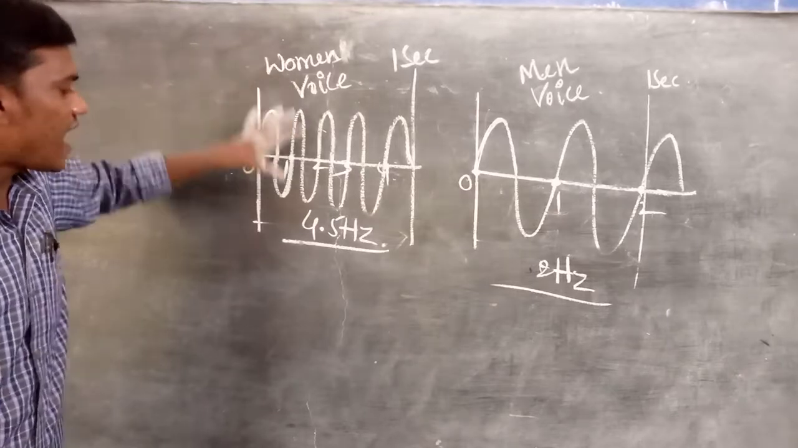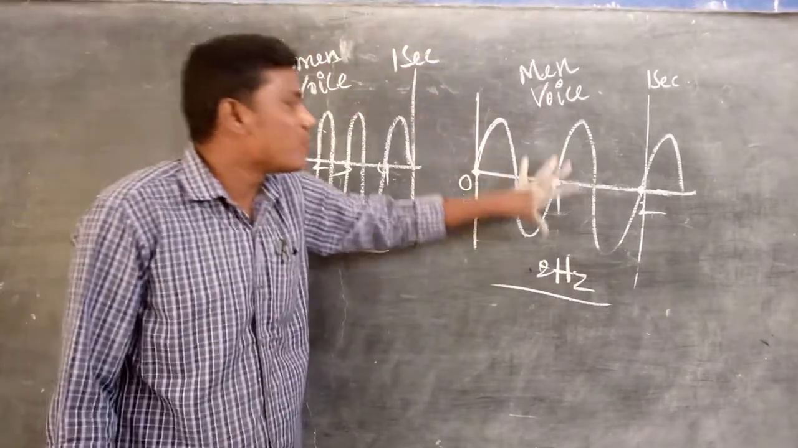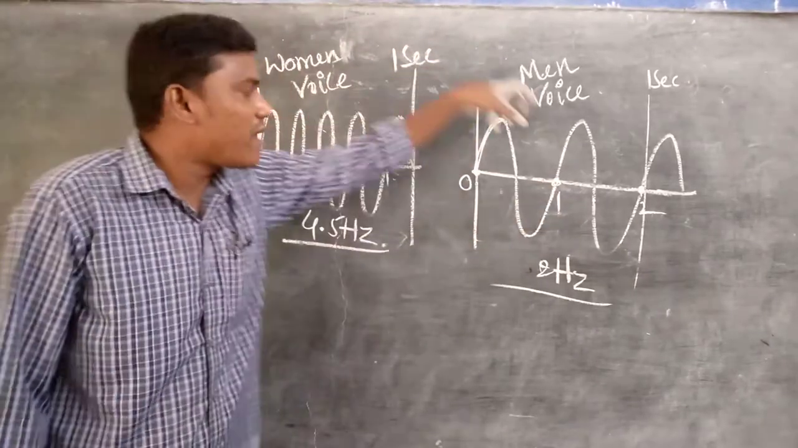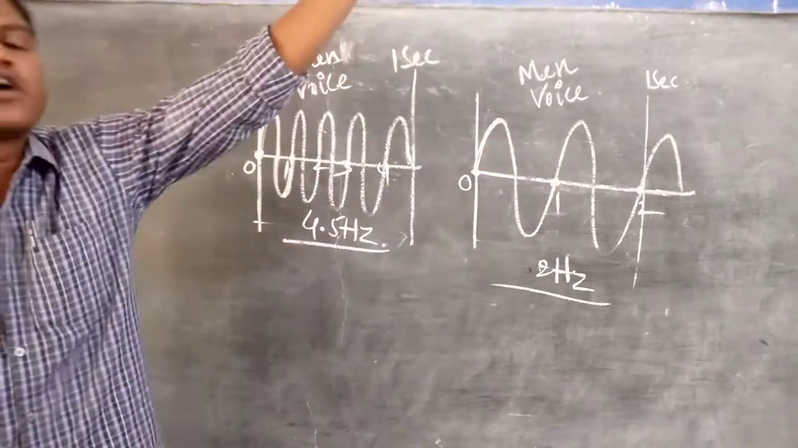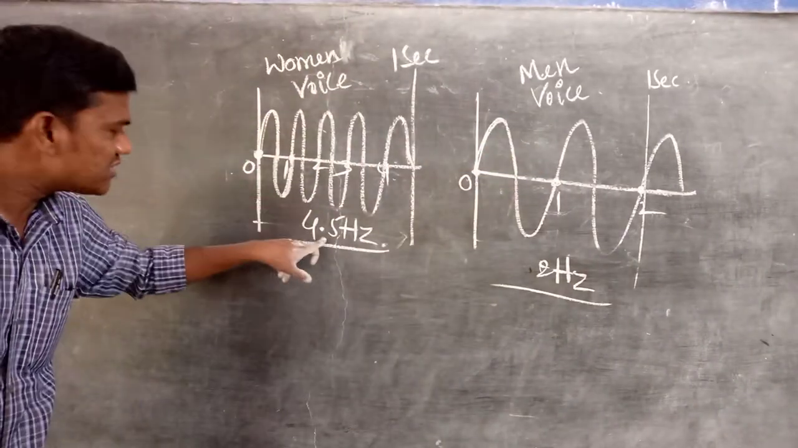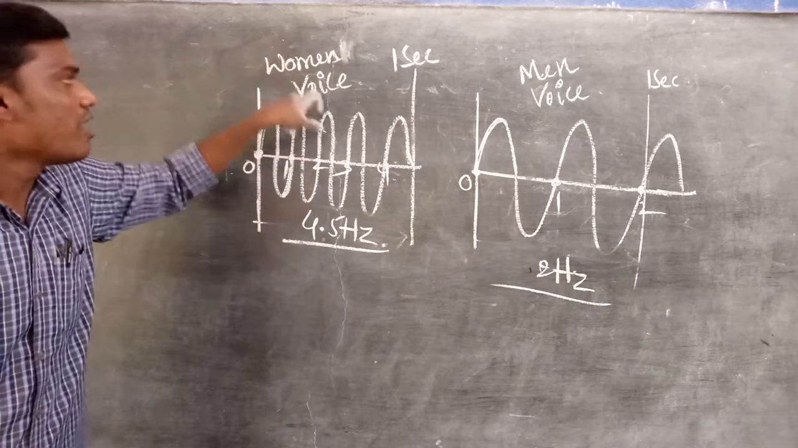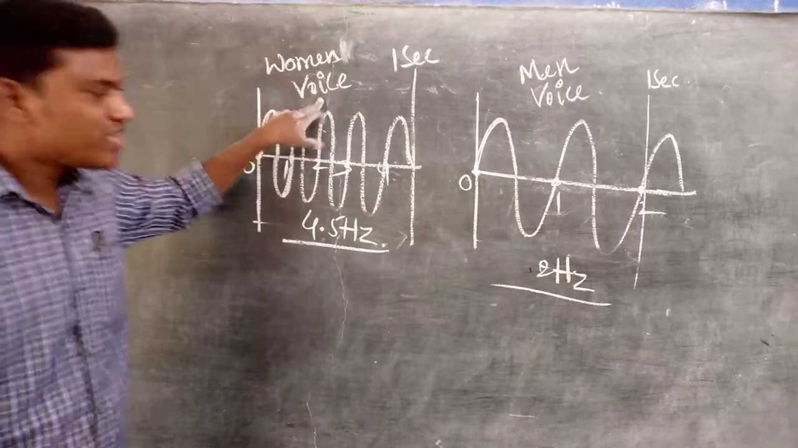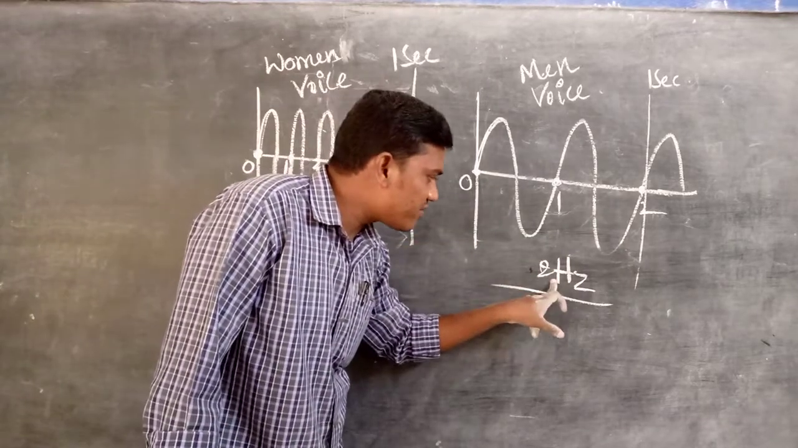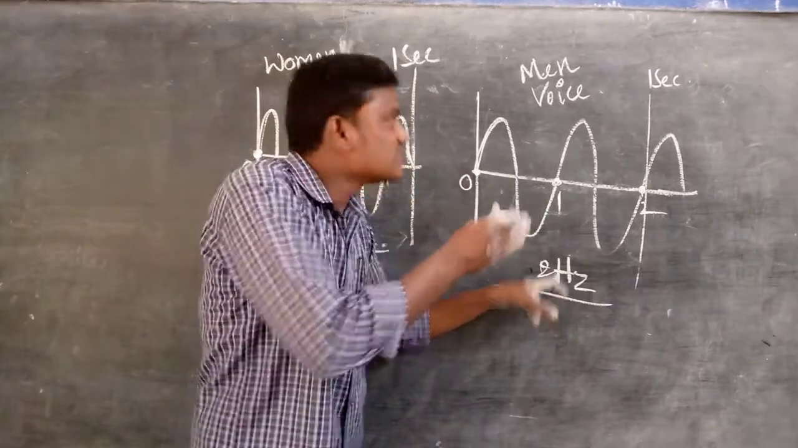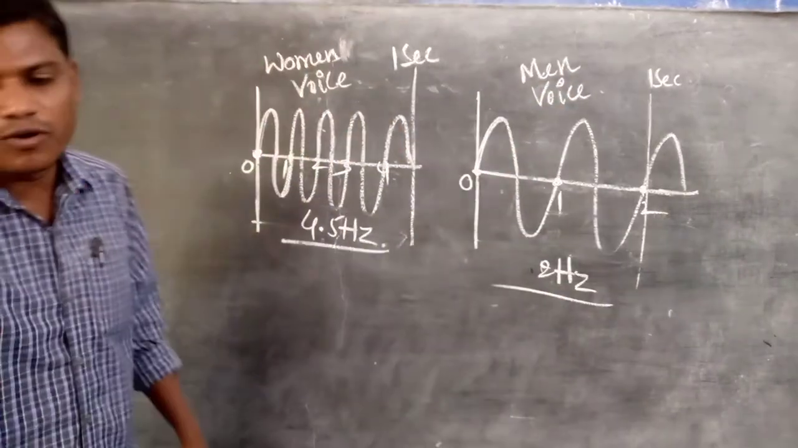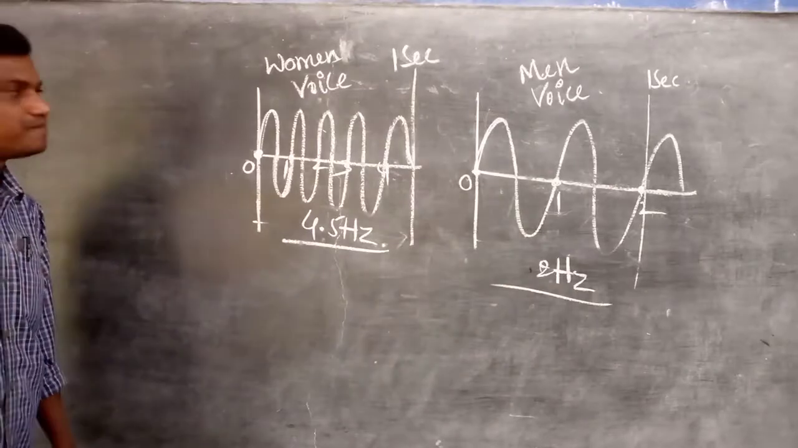So the woman's voice has a higher pitch than the men's voice, because pitch is dependent upon the frequency. If pitch is more, frequency is also more. If frequency is more, what is the meaning? The woman's voice has more pitch. If frequency is less, pitch is also less. It's nothing but the men's voice has a lower pitch than the woman's.